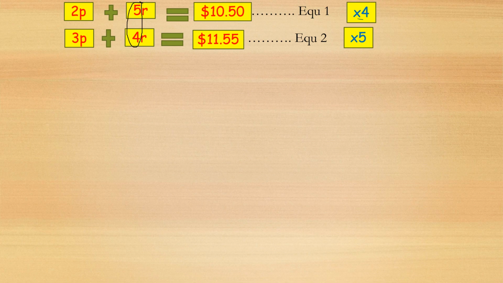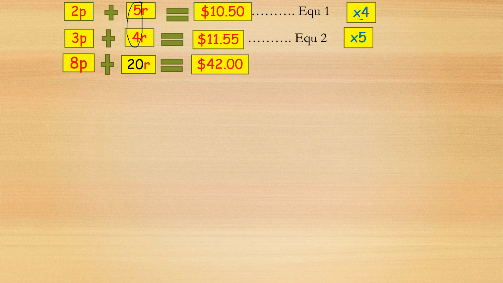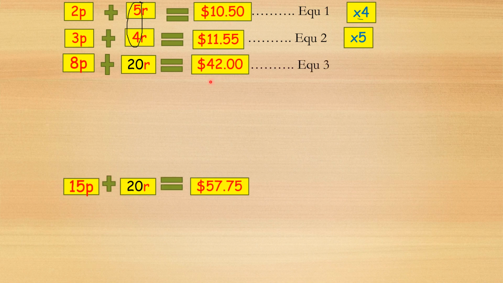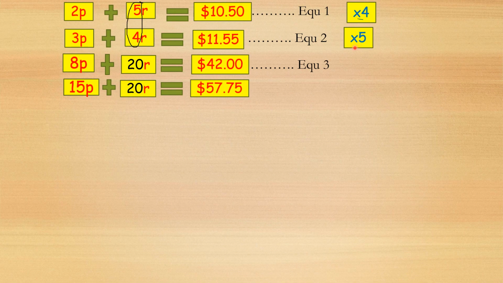Let's continue. We're going to multiply 4 times 2 is 8. 4 times 5 is 20. 4 times $10.50 is $42. That's equation 3. Then we're going to multiply in equation 2 each term by 5. So 5 3s are 15, 5 4s are 20. 5 times $11.55 is $57.75. That's our equation 4.